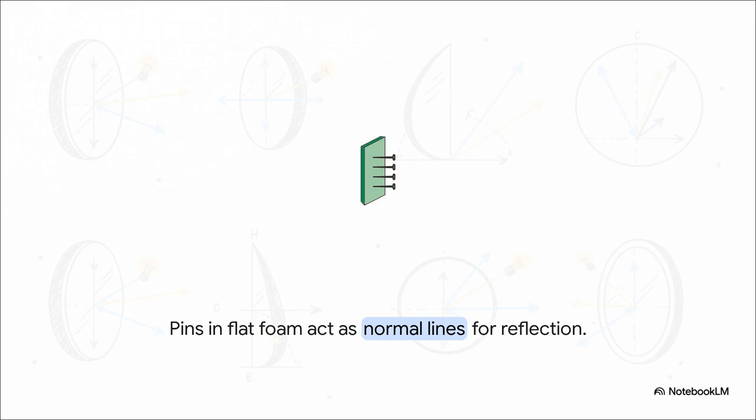Now, in physics, if this foam were a mirror, these pins represent our normal lines. A normal line is really just a perpendicular line drawn exactly at the point where light hits the mirror. And the golden rule of reflection is that the angle a light ray hits this normal line will perfectly equal the angle it bounces off. Simple enough? On a flat surface, finding that normal line is a piece of cake. But what happens when we bend it?